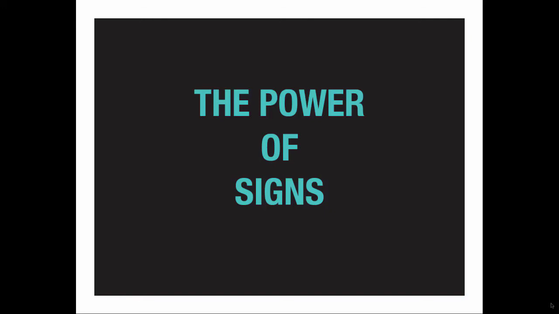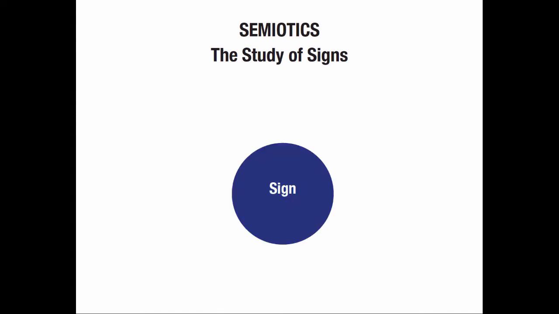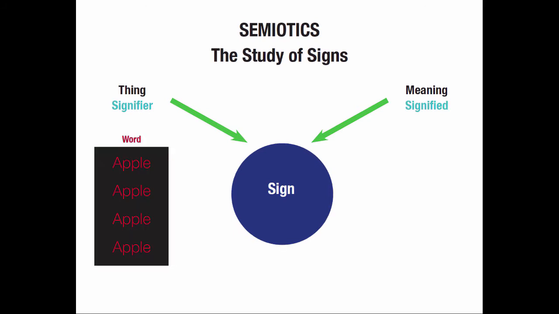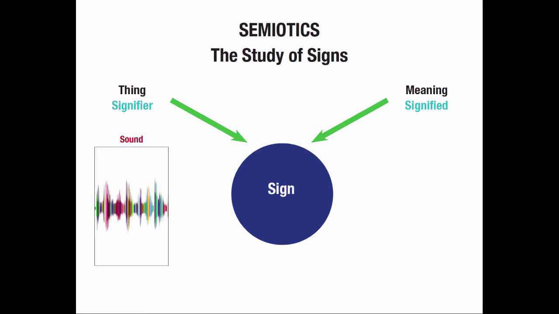Before designing icons, it's important to understand why and how they become powerful tools of communication. Semiotics, which is the study of signs, can be very useful to understand that process. Signs are a combination of a thing called a signifier and its meaning, which is called a signified. The signifier can be an object, an image, a word, or even a sound.